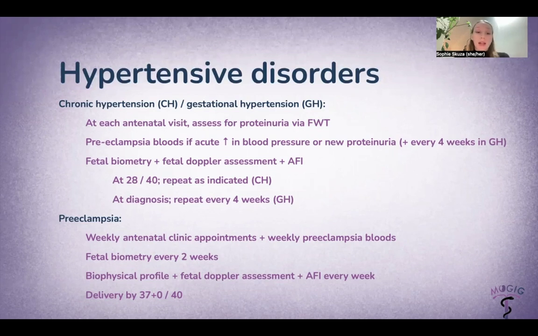For management of preeclampsia, the patient should present for weekly antenatal clinic appointments with weekly preeclampsia bloods. We should also perform our growth scan, so fetal biometry, every 2 weeks, and arrange for a biophysical profile, fetal Doppler assessment, and amniotic fluid index every week. Delivery should also occur by 37 weeks gestation in preeclampsia.